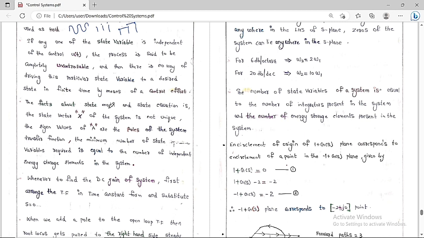So we can say if any one of the state variables is independent of the control input u of t, the process is said to be completely uncontrollable. And then there is no way of driving this particular state variable to a desired state in finite time by means of a control effort. So in simple words, even if any one of the state variables is independent of the control input u of t, then the whole process is said to be completely uncontrollable.